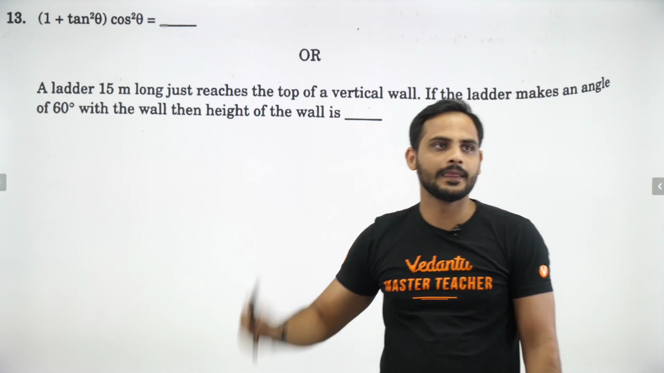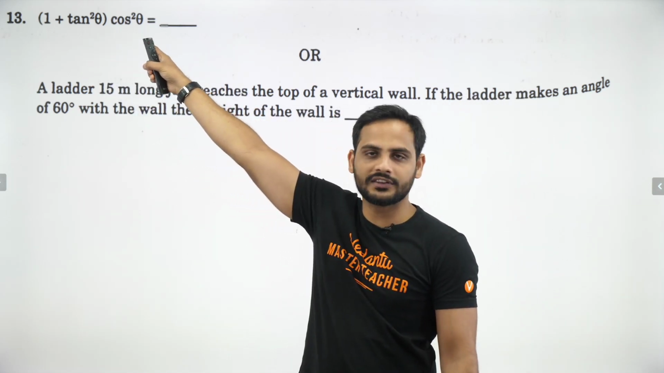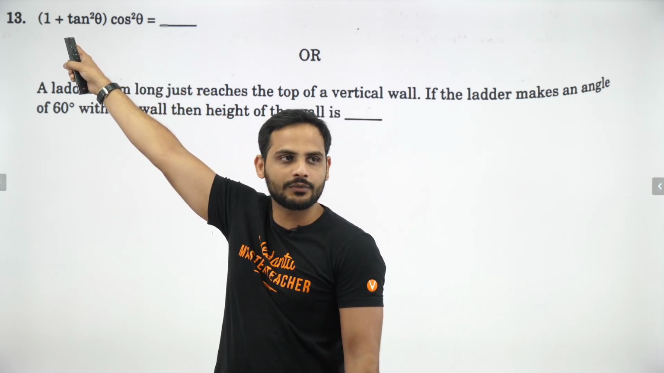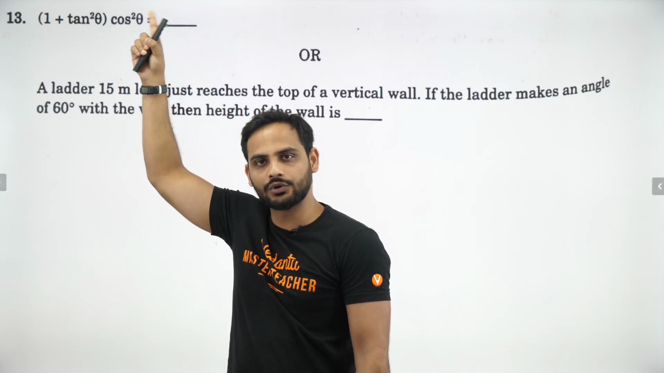Now look at the first part of question 18: (1 plus tan square theta) into cos square theta. 1 plus tan square theta is equal to what? Sec square theta. Sec square theta into cos square theta is again equal to 1.